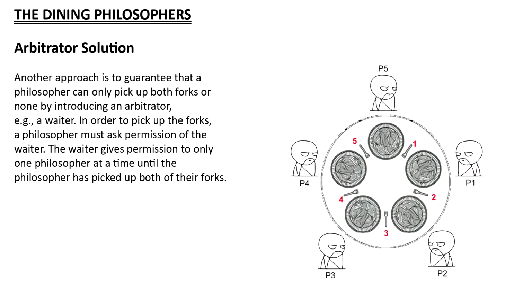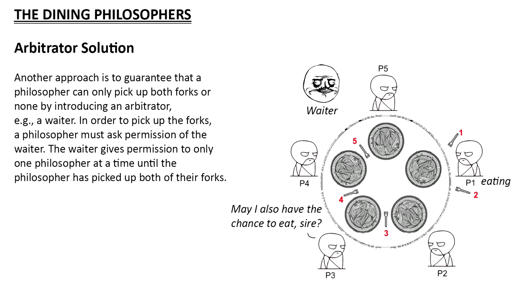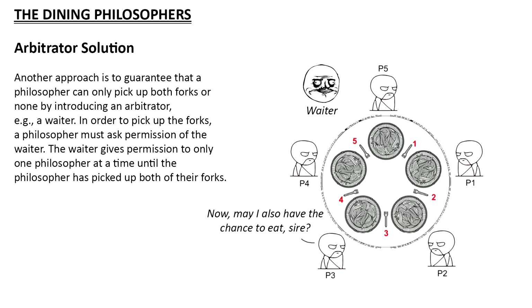Next is the arbitrator solution. Another approach is to guarantee that a philosopher can only pick up both forks or none by introducing an arbitrator. Example is a waiter. In order to pick up the forks, a philosopher must ask permission of the waiter. The waiter gives permission to only 1 philosopher at a time until the philosopher has picked up both of their forks. At the end of 5 turns, all philosophers will have the chance to eat. This is the arbitrator solution.